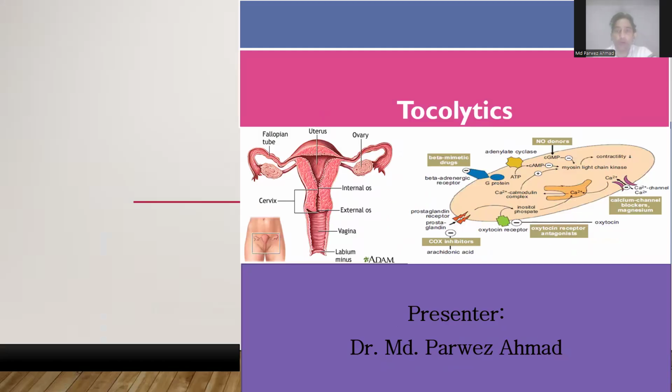Today I am going to talk about the tocolytics. Tocolytic agent is also called uterine relaxant. These are drugs which delay the uterine contraction and postpone the preterm labor, called tocolytic agents.